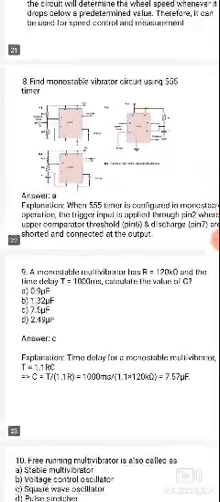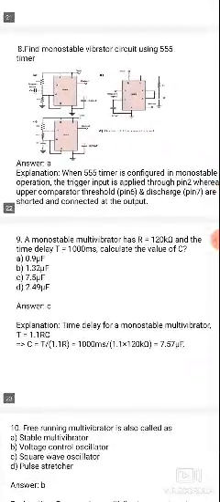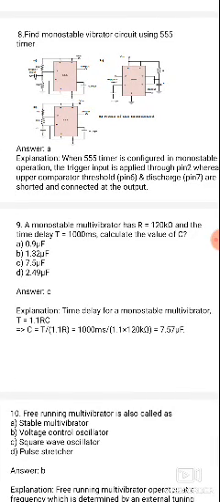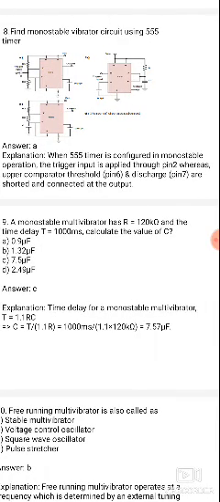Next question. Find the monostable multivibrator circuit using a 555 timer. Here different circuits are given. Find which is the correct monostable multivibrator. Which one is it? How can we choose A? The answer is the monostable multivibrator.